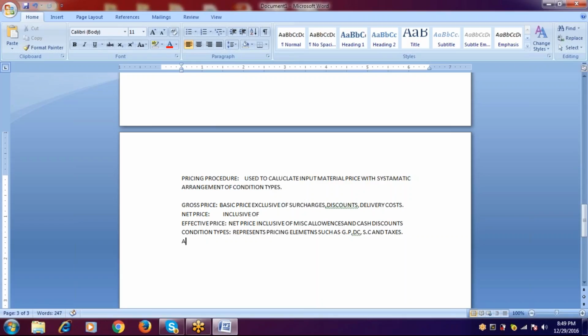And the next thing which we have to discuss is the access sequence. What do you mean by an access sequence? It is a set of strategy, and it will search the condition records, either from the condition table or from the condition type.